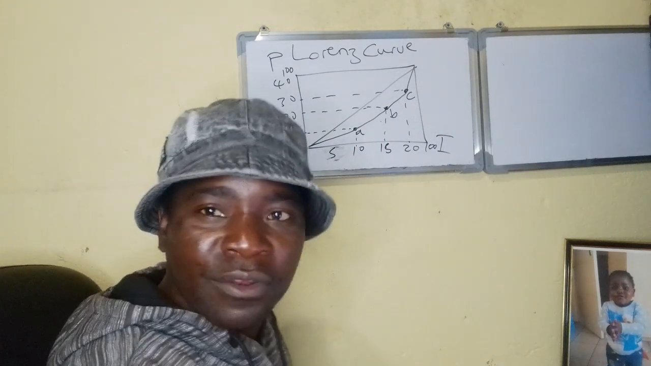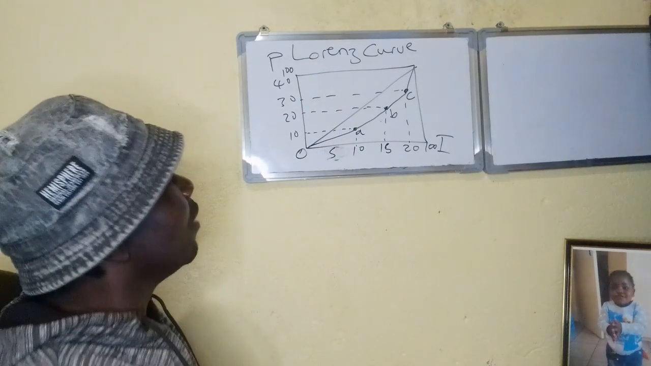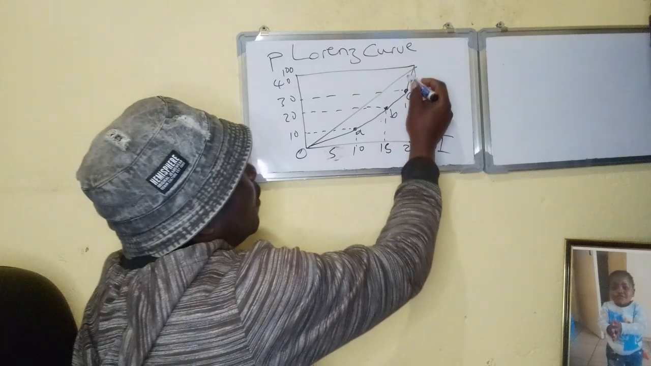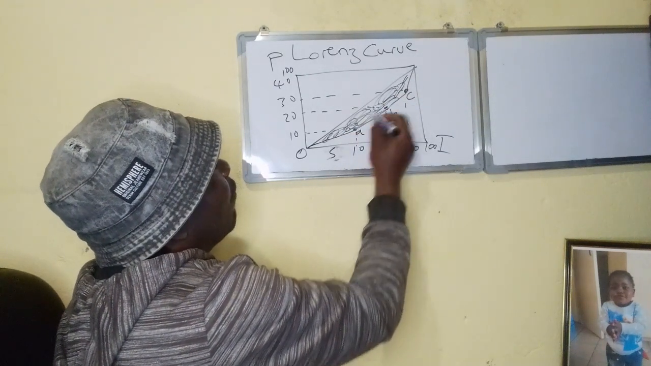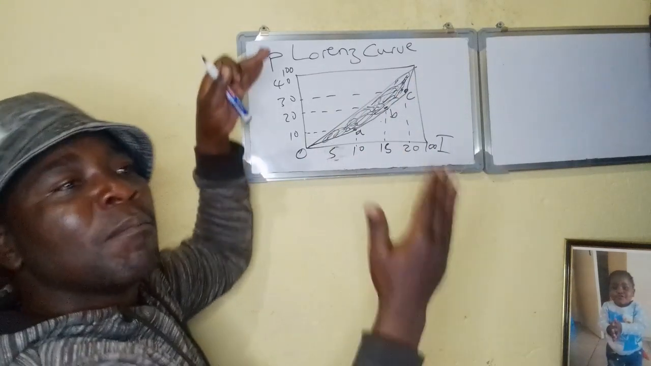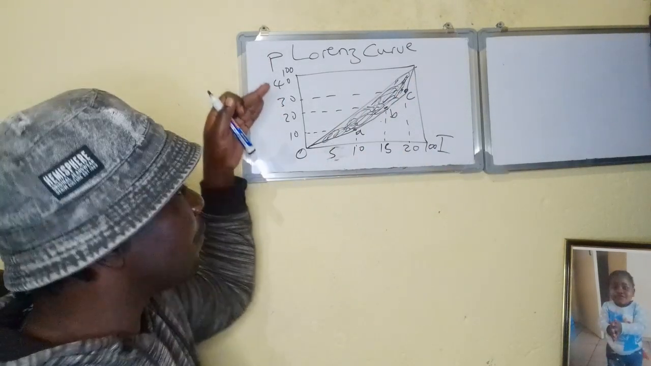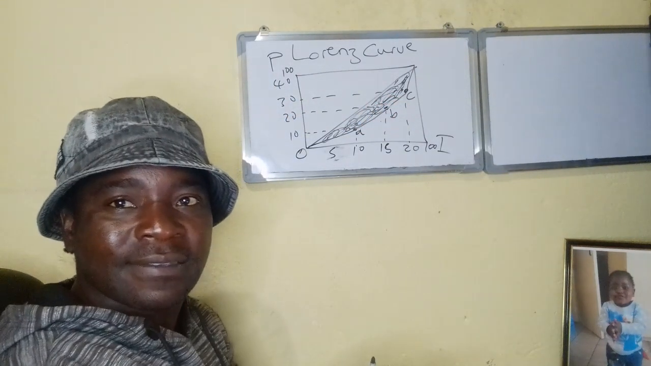So I have just given you some marks from the assignment. This is the Lorenz curve, you are done. Then this difference between the two lines is the level of equality or inequality. The bigger it is, the more unequal the distribution. The smaller it is, the more equal it is.